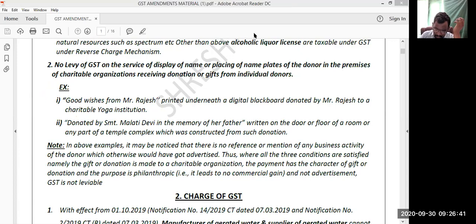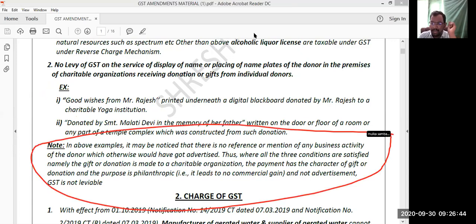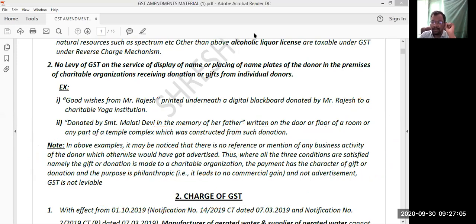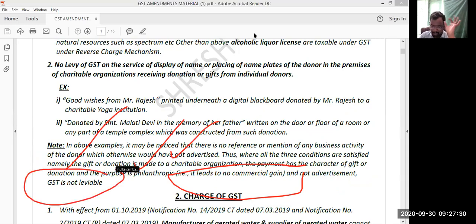Note, in the above examples, look at this note point. It may be noticed that there is no reference or mention of any business activity of the donor, which otherwise would have got advertised. This is a key point. If they displayed the name of the business or its activities, then it would have got advertised. Thus, where all the three conditions are satisfied, what are they? First, the gift or donation is made to a charitable organization. Number two, the payment has the character of a gift or donation, and the purpose is philanthropic. It must be a philanthropic donation that leads to no commercial gain and is not an advertisement, hence GST is not leviable. Clear, everyone?